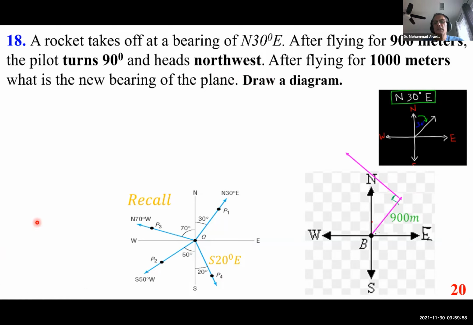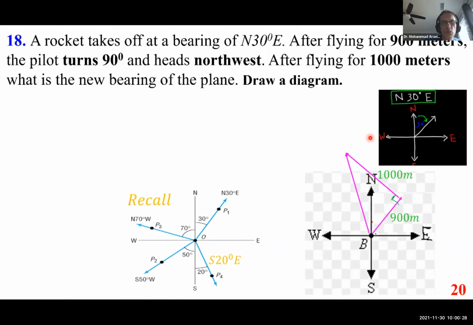After flying for 1,000 meters, so this distance now is 1,000 meters. What is the new bearing? Well, after that, we are here. So we want the bearing for this direction. Now, what do we need to write? We are going north and we are going west. So northwest is the answer.